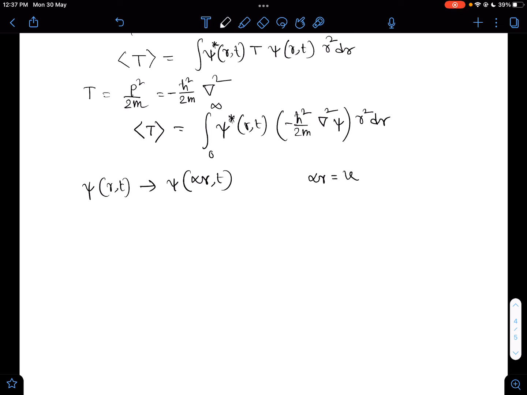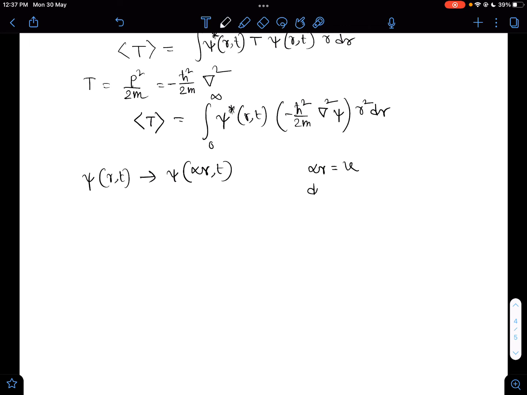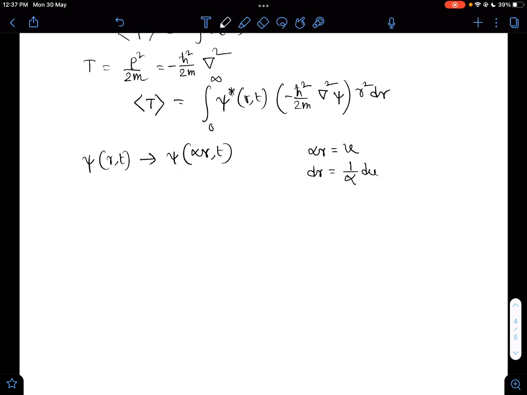So now what will be dr? dr will be 1 by alpha du, and what will be the grad square operator? Since alpha r equals u, we can write that grad square in radial coordinate can be represented as alpha square into grad square in u coordinate.